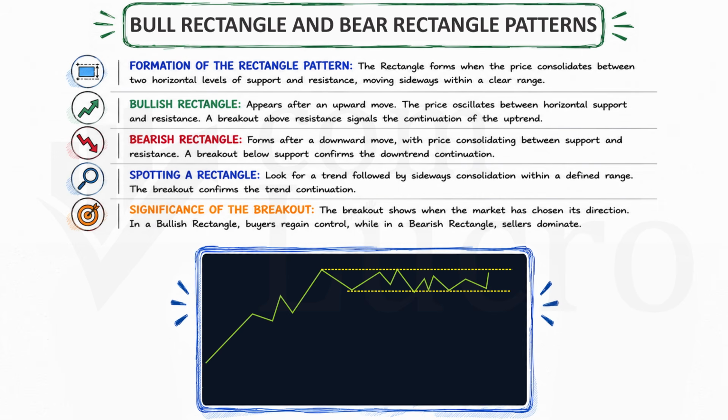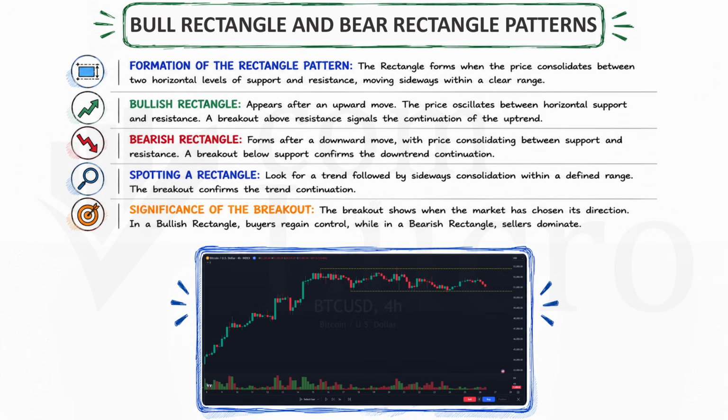Let's now dive into the rectangle continuation pattern. The rectangle pattern forms when the price consolidates between two horizontal levels of support and resistance. Unlike the flag or pennant, which have sloping channels or triangles, the rectangle shows a period where the price moves sideways in a clear range before breaking out in the direction of the prior trend. It's a straightforward yet effective pattern that signals the continuation of the existing trend, either bullish or bearish.